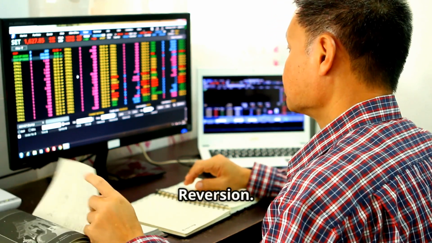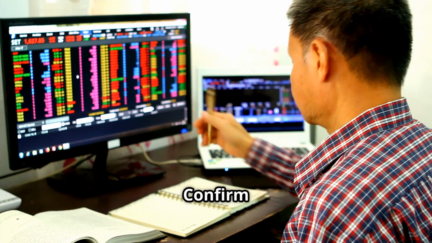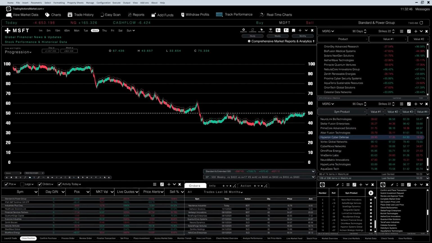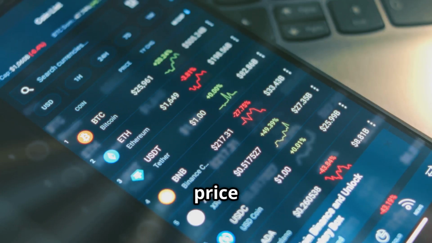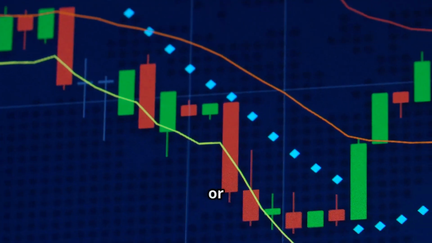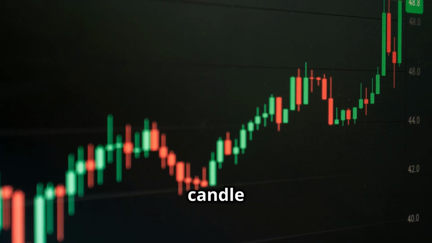Second, VWAP reversion. Fade overextensions from VWAP on choppy days. Confirm with RSI divergence or order flow weakness. Third, pullback in trend. Wait for the price to return to the EMA 9 or EMA 21. Look for a hammer or an engulfing candle at that zone. Confirmation comes with a momentum candle and a volume spike.